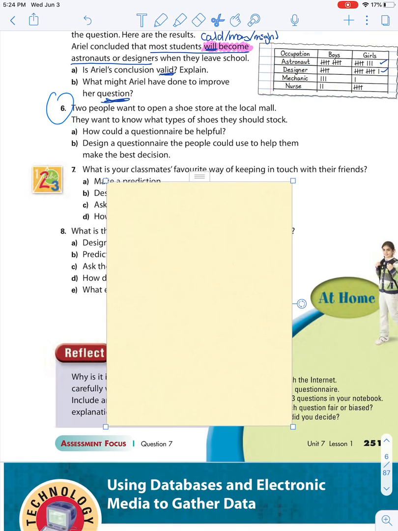Okay, next. 2 people wanted to open a shoe store at a local mall. They want to know what types of shoes they should stock. How could a questionnaire be helpful? Oh, okay, so that's kind of different. They're asking how could it be helpful.